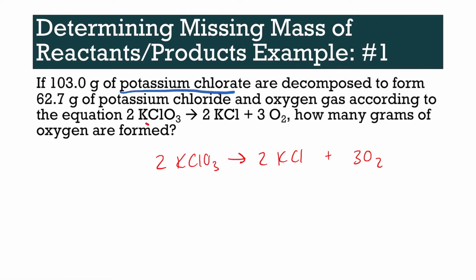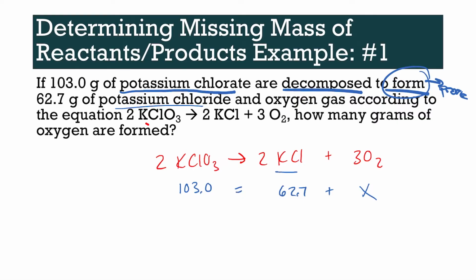So potassium chlorate is decomposed to form. Everything after the word form, remember, those are your products. So potassium chloride, well that's this, is 62.7 grams, plus oxygen, it didn't tell us what that was, and it told us we were starting with 103 grams of KClO3. So again, the compounds' names aren't that important as long as you know what's a reactant and what's a product.